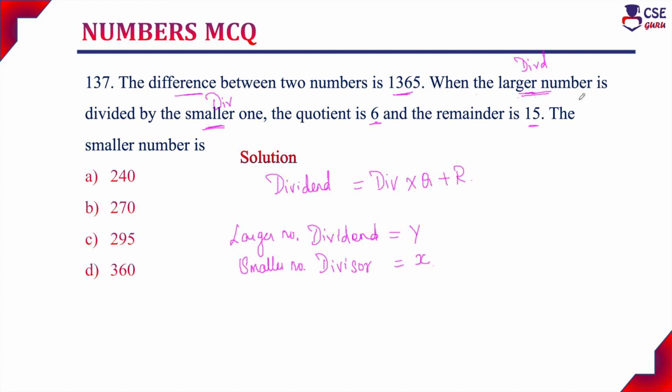When the larger number is divided by the smaller number, the quotient is 6. The difference between the two numbers is 1365. So the difference between the two numbers is the larger number minus the smaller number. So here, Y minus X is nothing but 1365. Okay. So from this we will find Y. So Y is equal to 1365 plus X. So now we will implement in this formula. Y is nothing but the dividend.